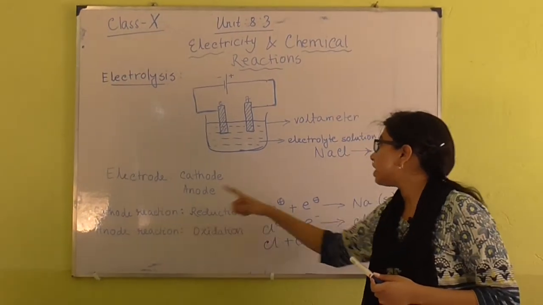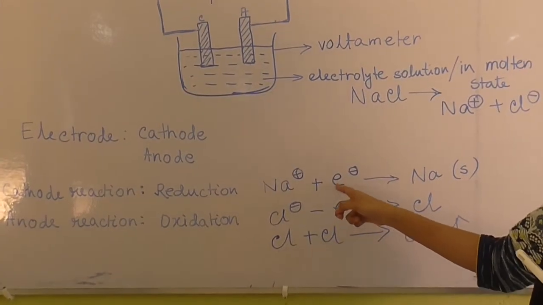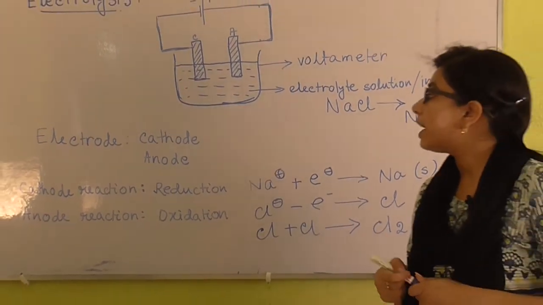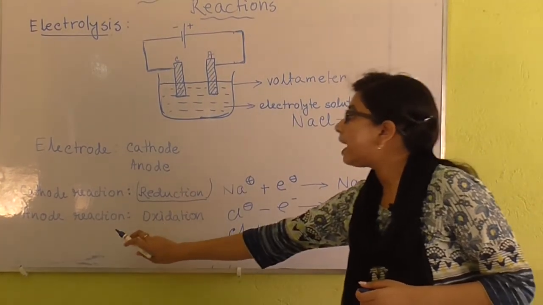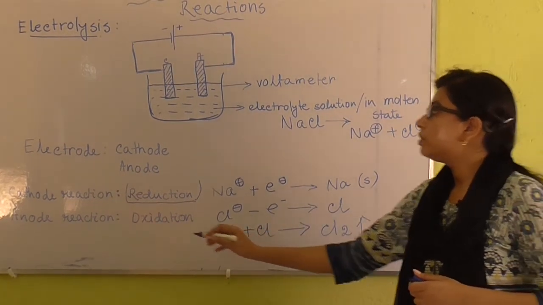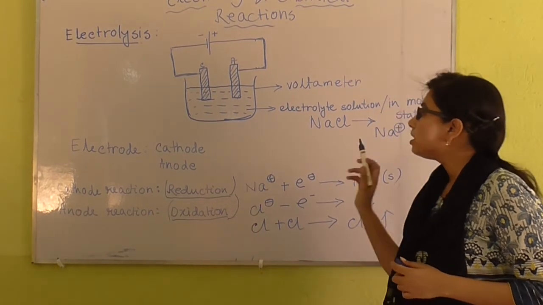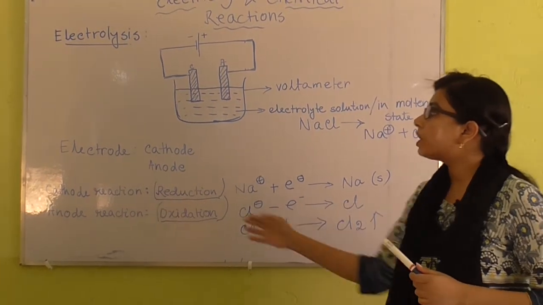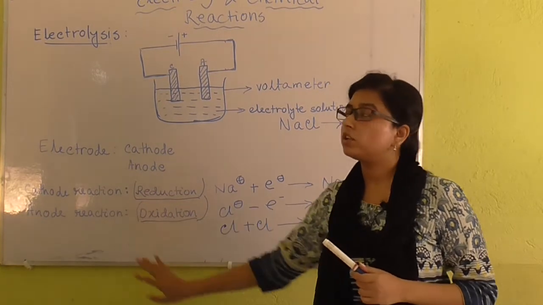Okay, and here I have written reduction. In the case of the cathode reaction, acceptance of electron is occurring here, so that is why the process is reduction. And at the anode, an electron is removed from the ion, so this process is known as oxidation. So this is the common phenomenon: reduction at the cathode, and oxidation is the common phenomenon at the anode.